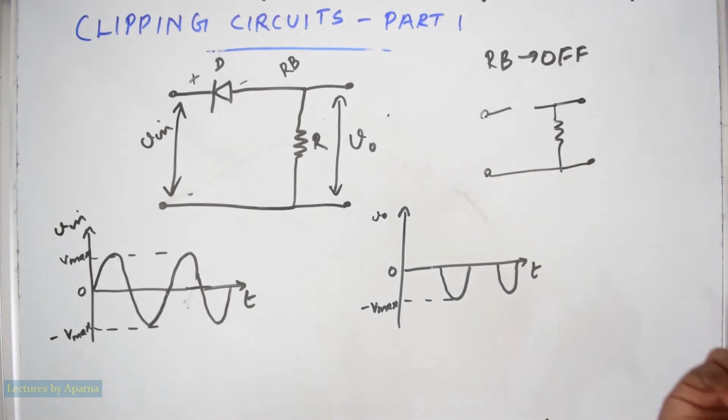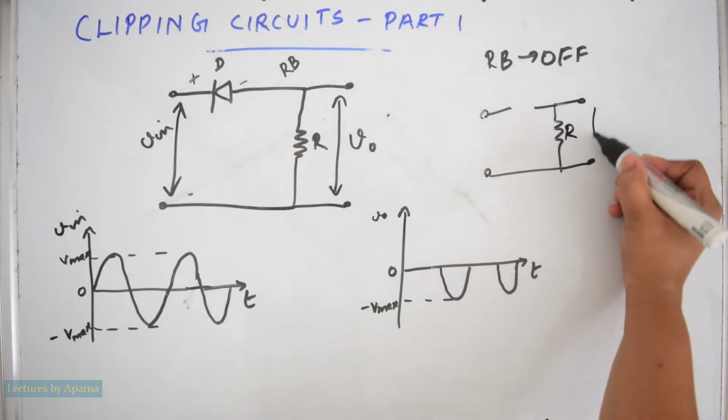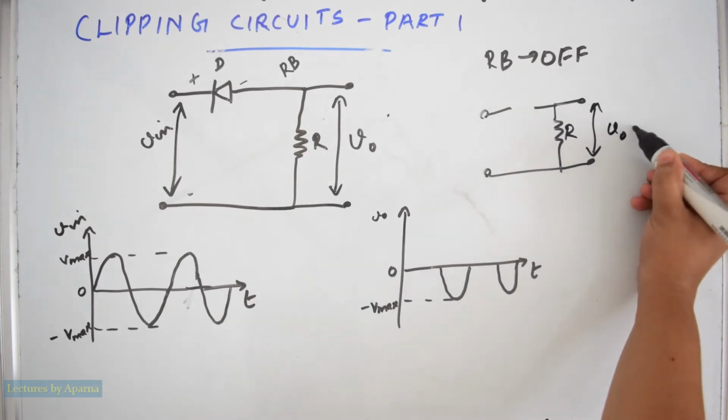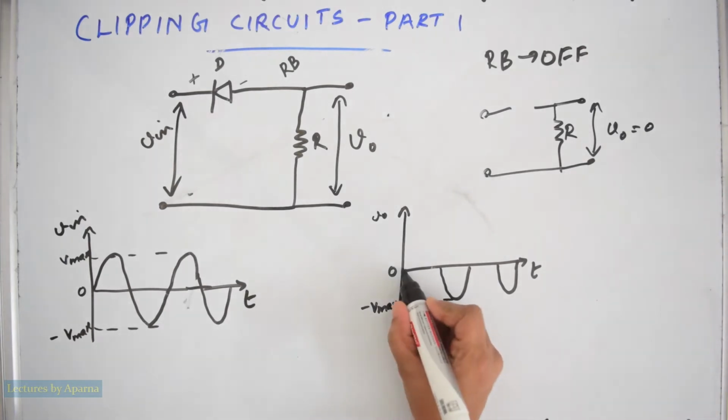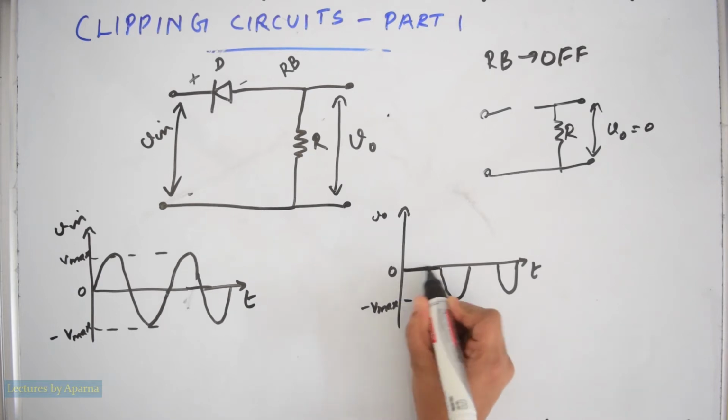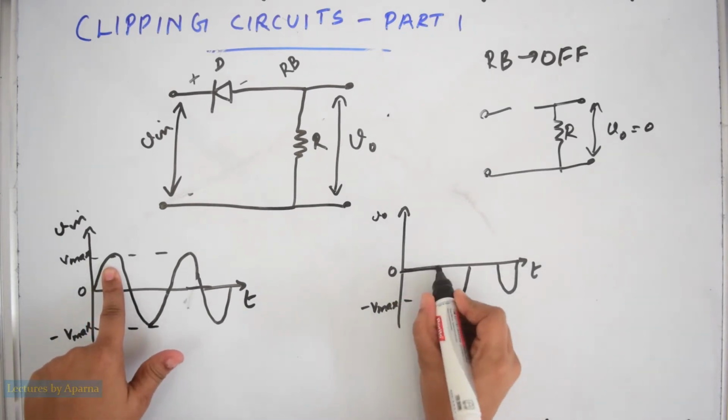There is no connection here. So at the output, the voltage V0 will be 0 during the positive half cycle. And hence the output voltage is 0 here during the positive half cycle.